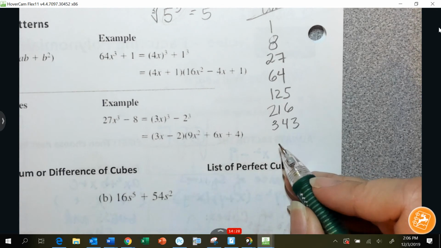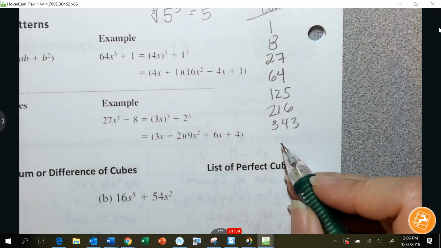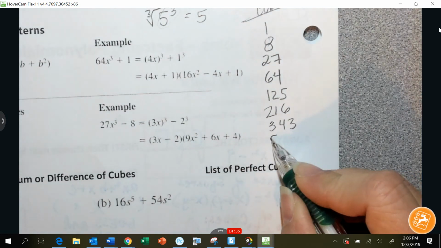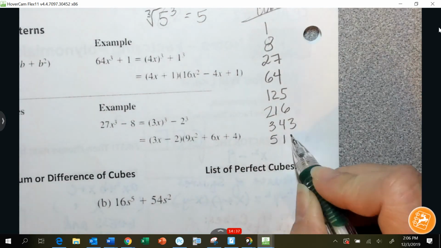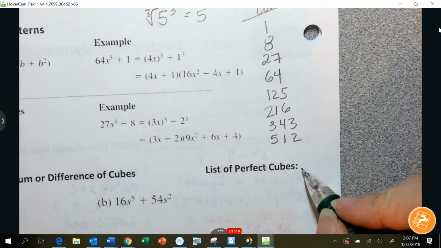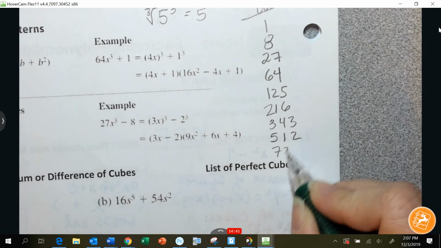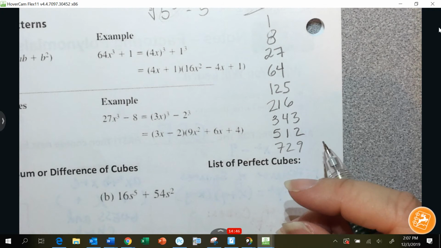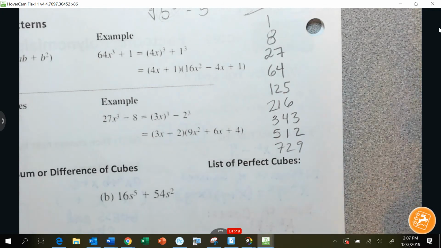That's 8 cubed. You already looked it up. 9 times 9 times 9? 729. Here's an easy one: 10 times 10 times 10. 1,000. There we go.